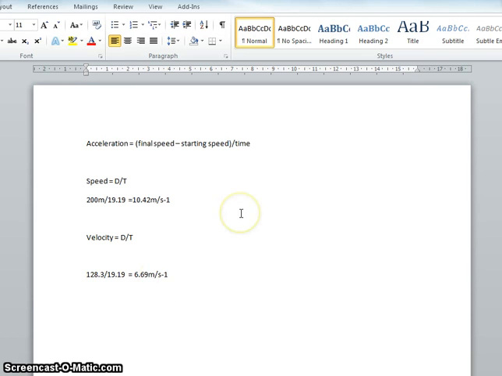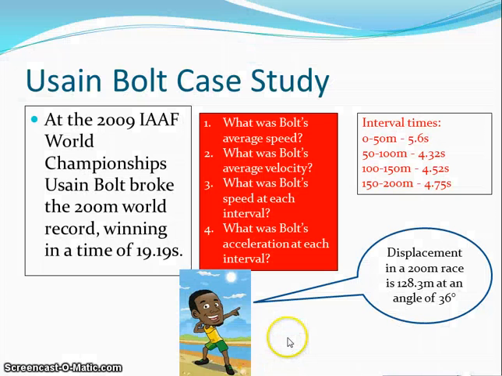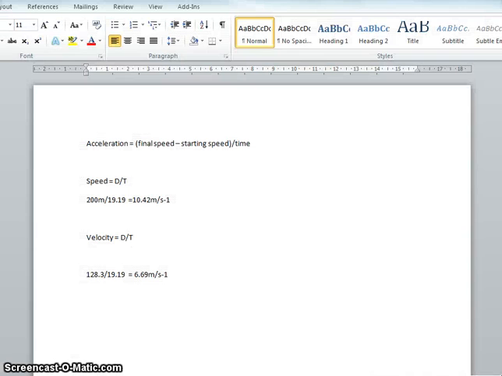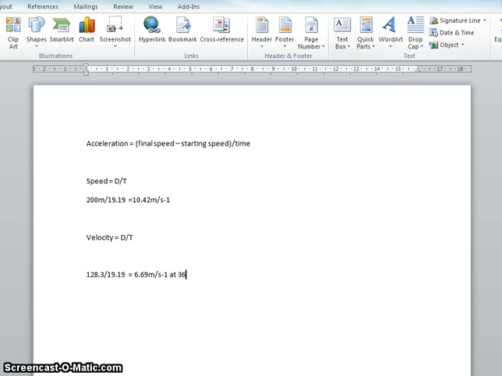However, this is a vector quantity as it's velocity, so we know it has a direction. If we go back to the slide, you can see the direction is 36 degrees, so you need to mention that in your answer: 36, and then insert the symbol, degrees. There we go. That's question 2 then.